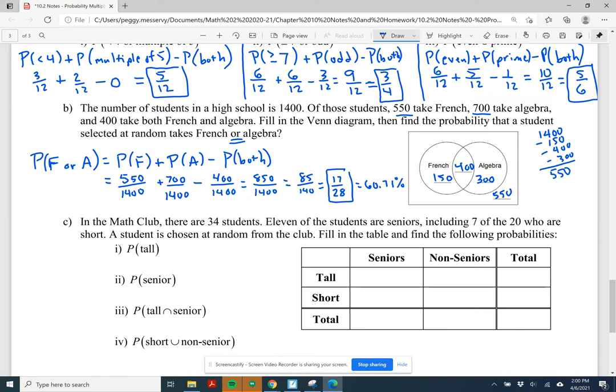Now, another way that we could do this is we could look at the 150 plus the 400 plus the 300. That's 850. So out of our 1,400 students, the probability that a student selected at random takes French or algebra would be 850 out of 1,400. From the Venn diagram, we have 850 out of our total number of students taking French or algebra. So we could do it that way as well. We don't have to use the addition principle. I just wanted to show you how it worked, but we wouldn't have to use it that way.